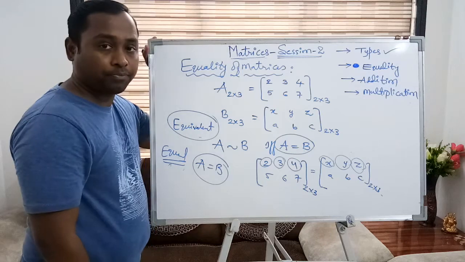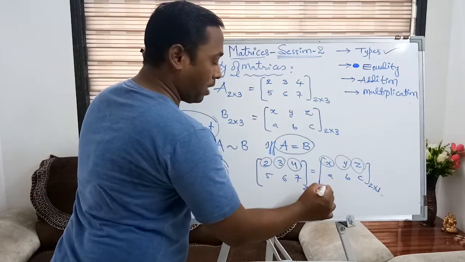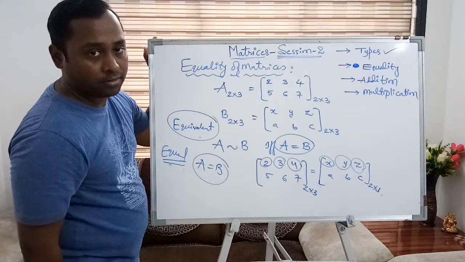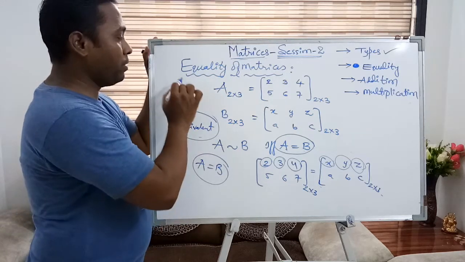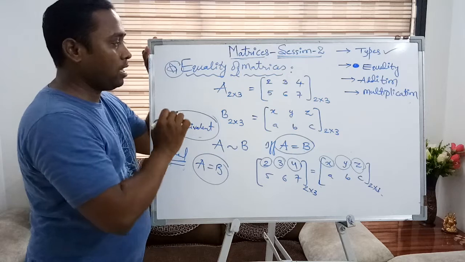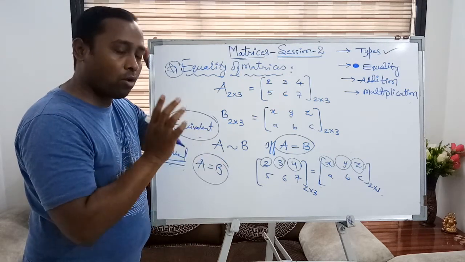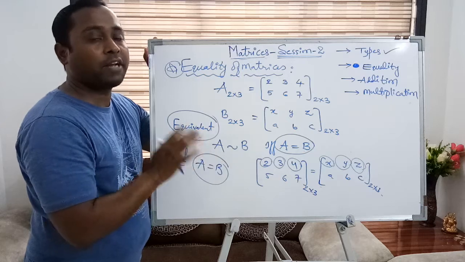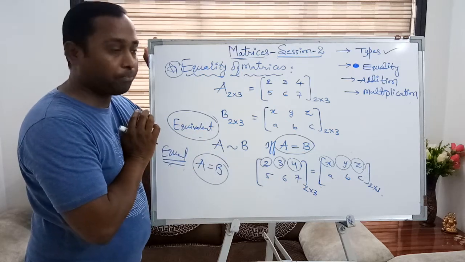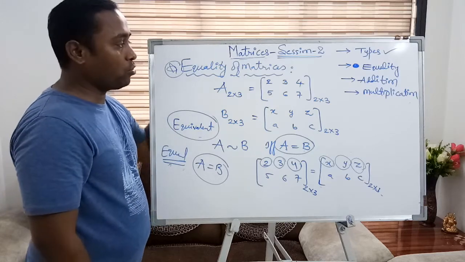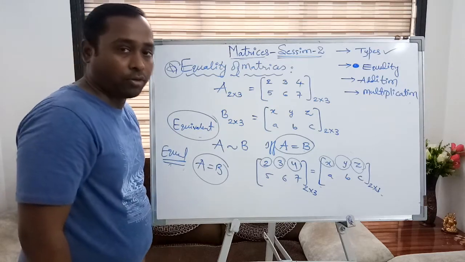Otherwise not, because if you take different orders, we cannot compare the corresponding elements. Okay, so it's simple. Equality says that when two matrices are equal, their order is also the same and their corresponding elements are also the same. Okay, so one small question based on equality of matrices we are going to discuss.